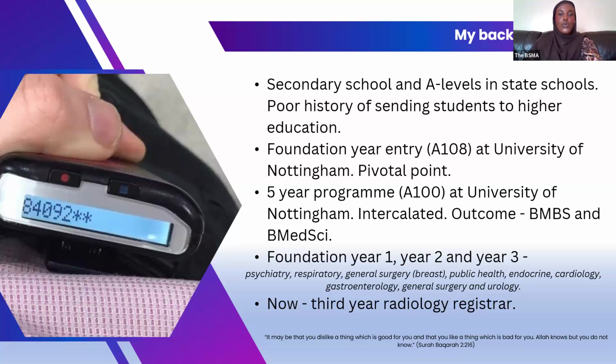I think this gave me such a broad base to work from, and it really helped me particularly when I started my radiology training. And currently, I'm a 3rd-year radiology registrar, which I think the young me didn't think I would be. It always resonates with me that you may dislike a thing which is good for you, and that you may like a thing which is bad for you. But Allah knows best, and you do not know.